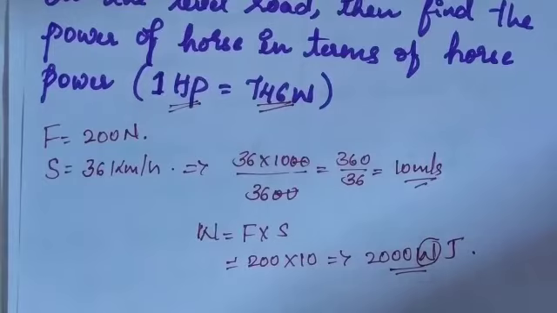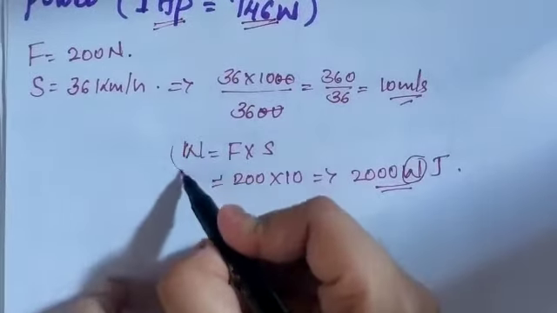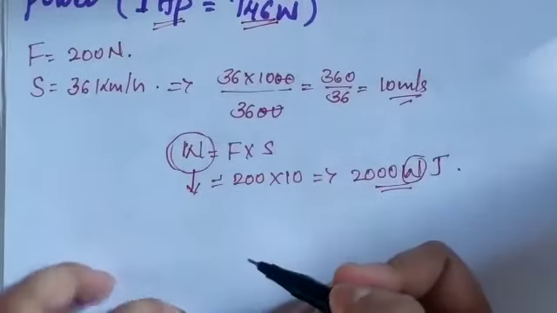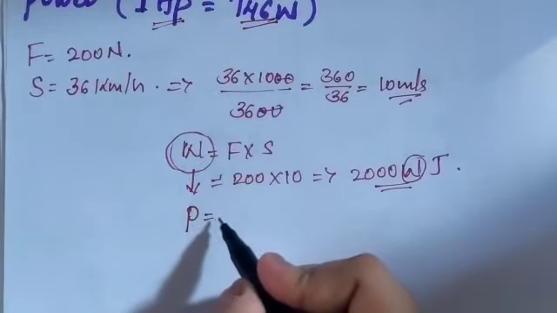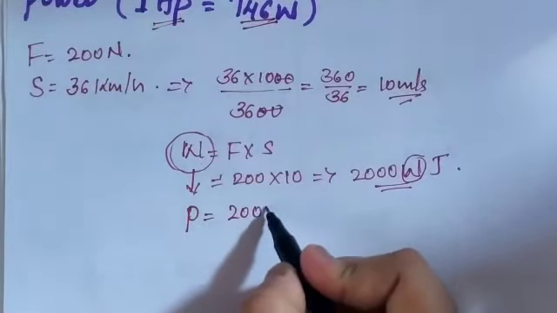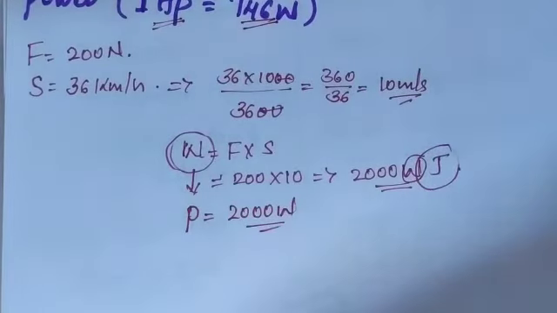This work done is nothing but the power consumed by that horse, so I can write this as power equal to 2000 watt. We have got the work done as 2000 joule, and this work is done to consume the power. They asked to find the power of the horse in terms of horsepower, so this work done is the power consumed by that horse, that is 2000 watt here.